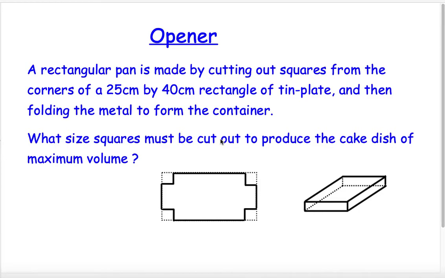Today we're going to look at problems which are referred to as optimization problems. So let's start with this one. We have a rectangular pan. It's made by cutting out squares from the corners of a 25 centimeter by 40 centimeter rectangle.